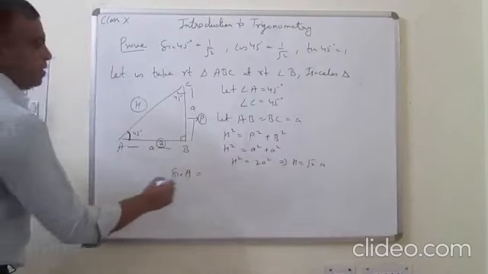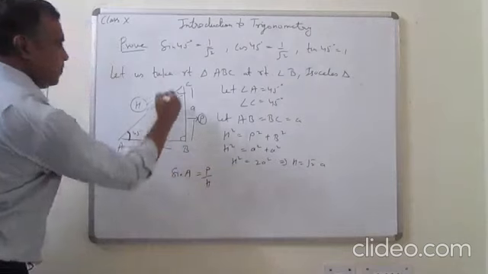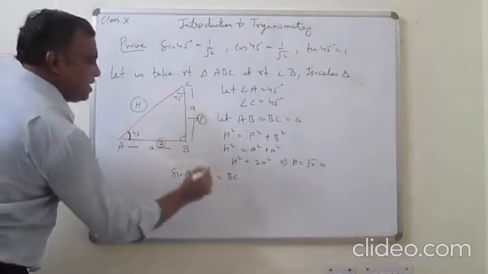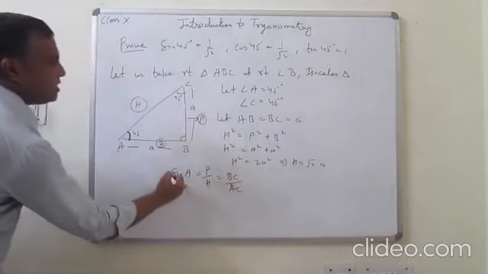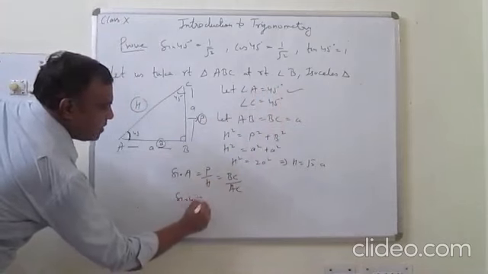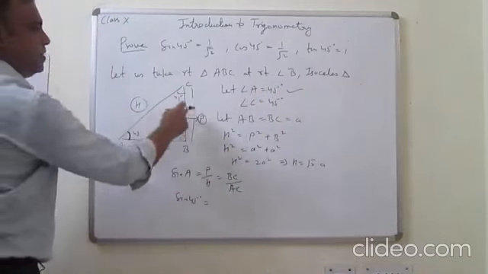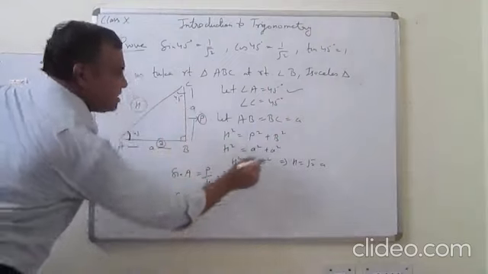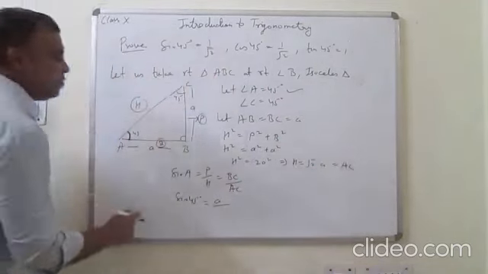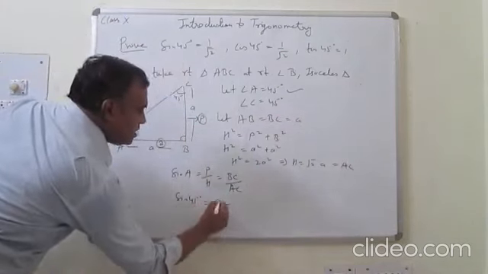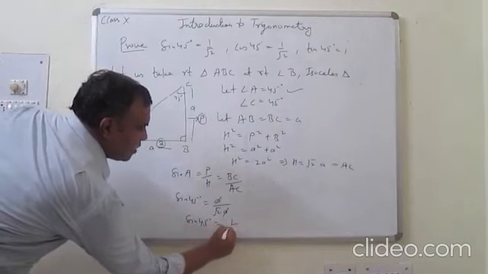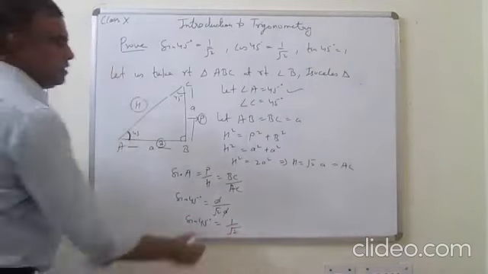Sine A is P upon H. Here P is BC and H is AC. So what is angle A? I will take 45 degrees. Sine 45 degree is equal to BC upon AC. BC is A and AC is the hypotenuse, root 2A. This is cancelled out. You will get sine 45 degree is equal to 1 upon root 2.